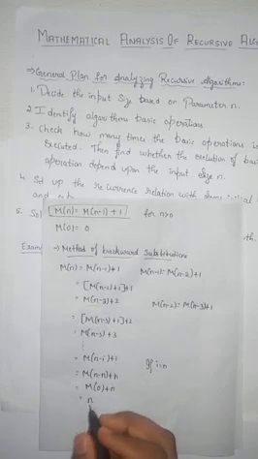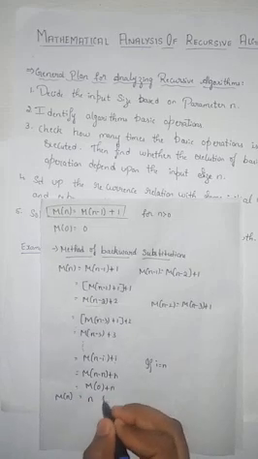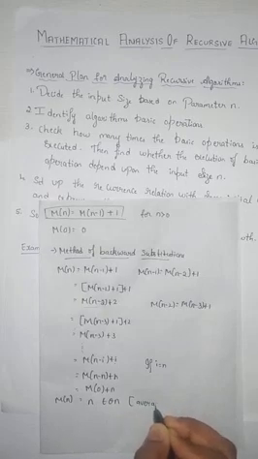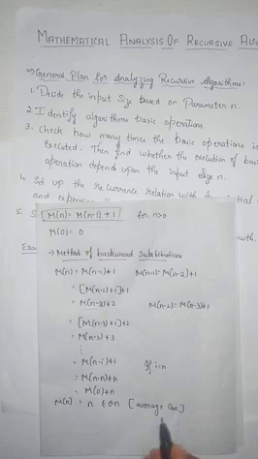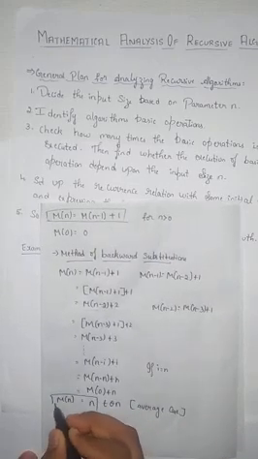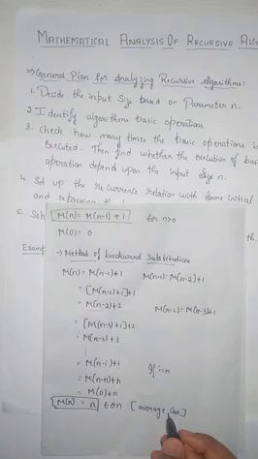Finally, it will return the value of m of n, which belongs to theta of n. For this algorithm, the basic efficiency is m of n is equal to n. This is all about mathematical analysis of recursive algorithms. Thank you.